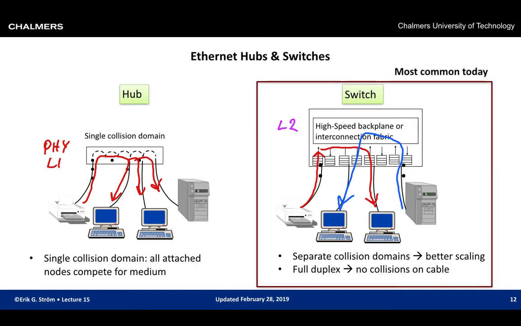Okay, so for this reason, switches are the go-to thing, right? So we have these devices. This is an Ethernet switch. This is a layer 2 device. It's not a layer 1 device. So packets that go in one port go out another port, and there could be multiple packets going in and out of this at the same time.